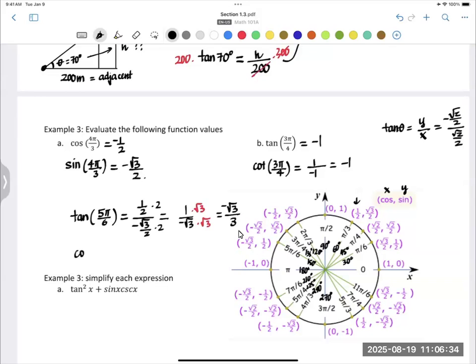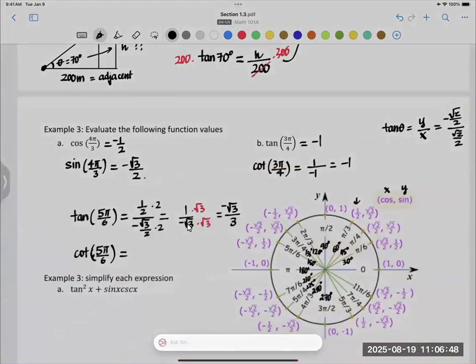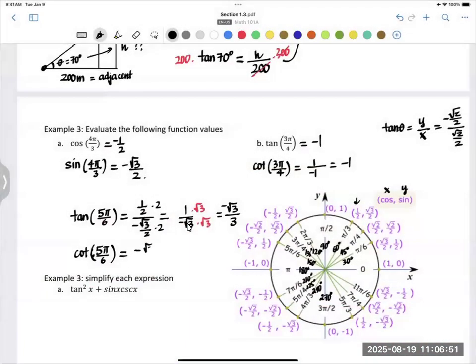How about cotangent of 5 pi over 6? We simply take the reciprocal of that. The reciprocal of negative root 3 over 3, which is 1 over negative root 3, will be negative root 3 over 1. So this one will be negative root 3. Okay, so this is how you read the unit circle, and the rest I leave to you.